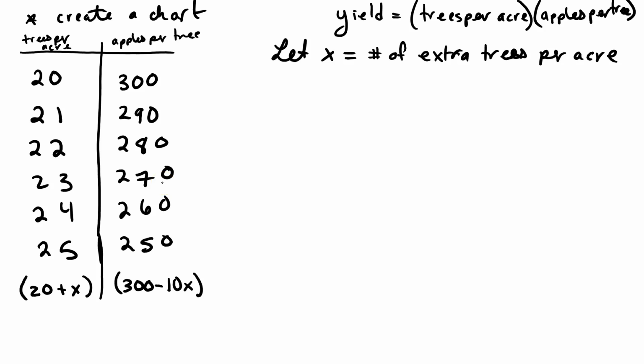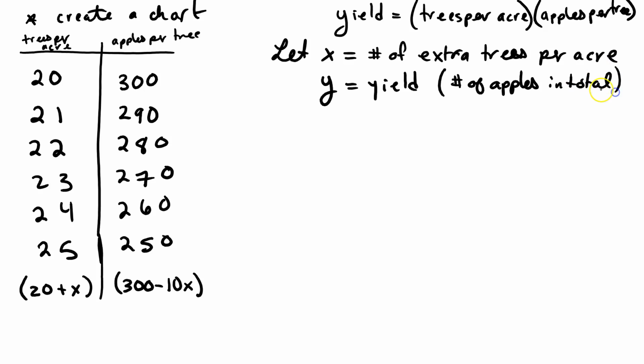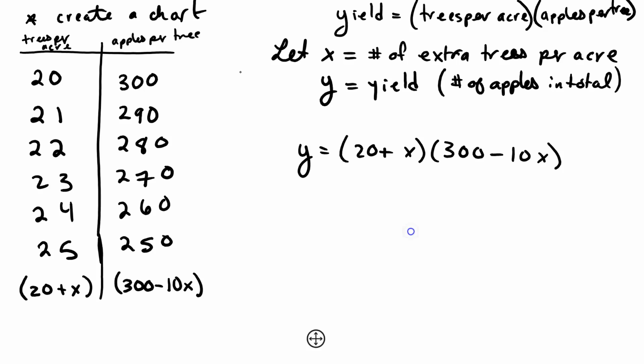So then, because every single time it goes down 10. So if I wanted to say, we'll let y equal the yield, which is number of apples. Actually, I'm going to be more specific in total. I'm going to say y equals (20 plus x) times (300 minus 10x). So I have set up my variables. I have set up my equation.